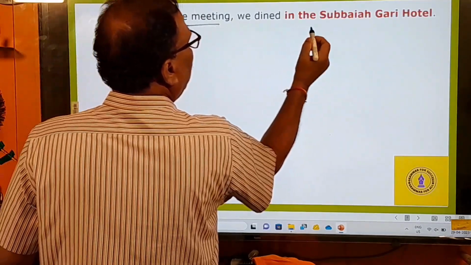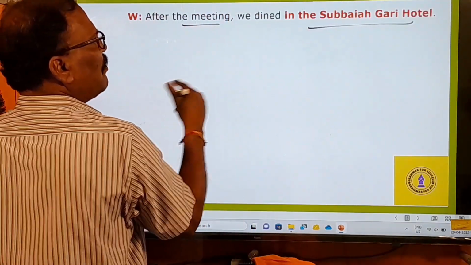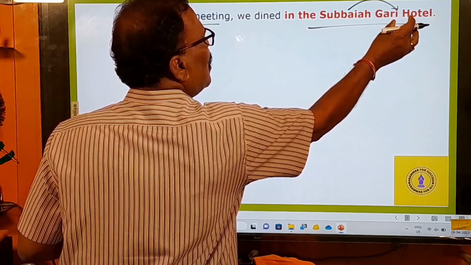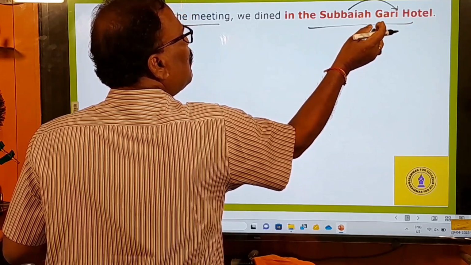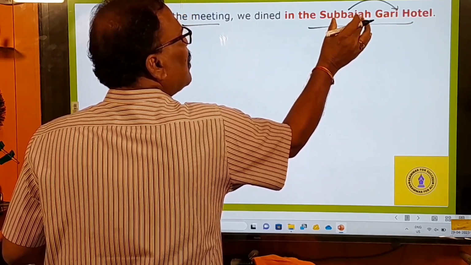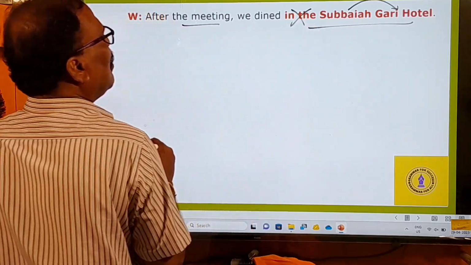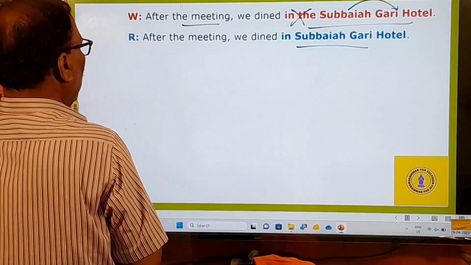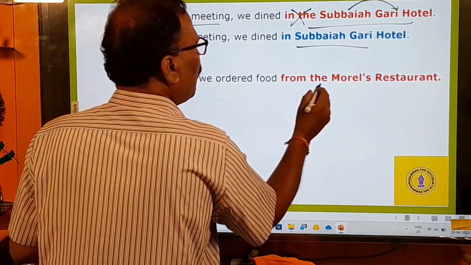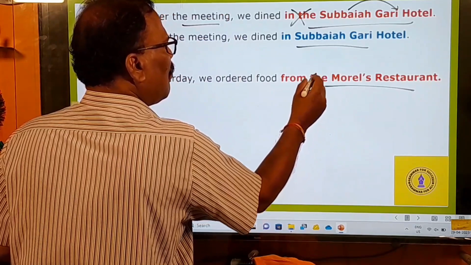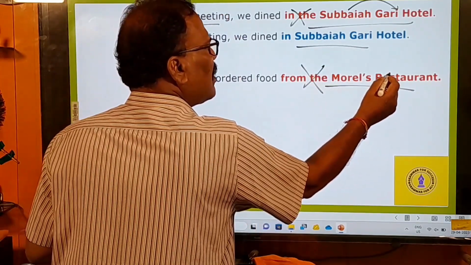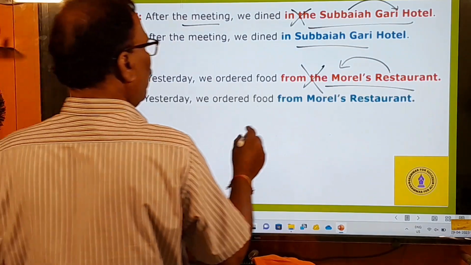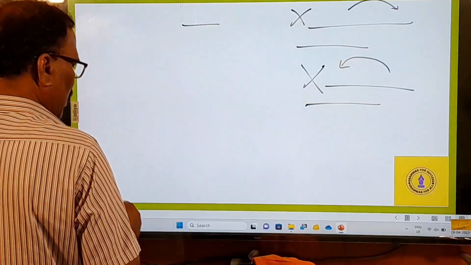After the meeting, we dined in the Subbaya Gari Hotel. Here the name of the hotel begins with the owner's name. That's why we should not use any article. So we have to say, after the meeting we dined in Subbaya Gari Hotel. And yesterday we ordered food from Morel's restaurant, because this restaurant's name begins with the owner's name. That's why we should not use the article. Yesterday we ordered food from Morel's restaurant.